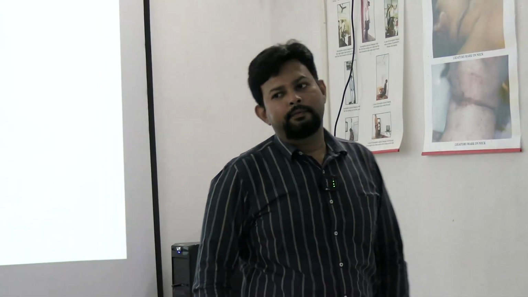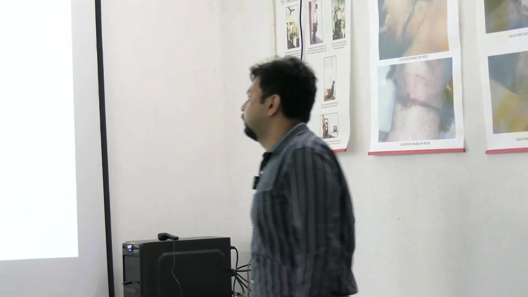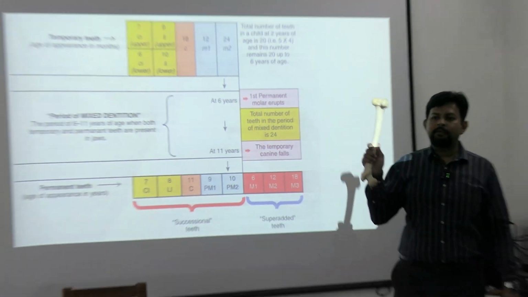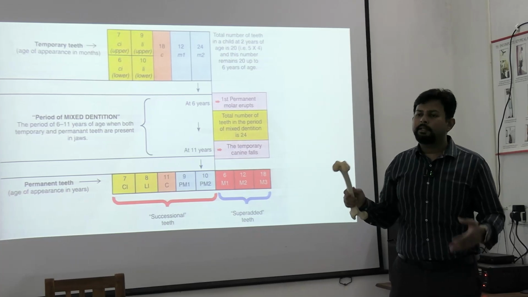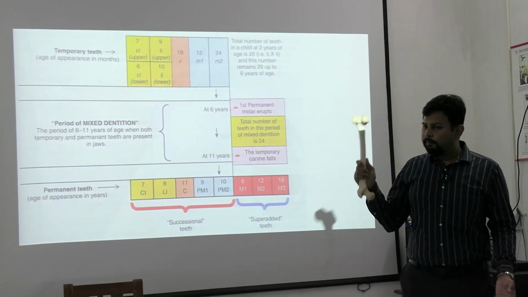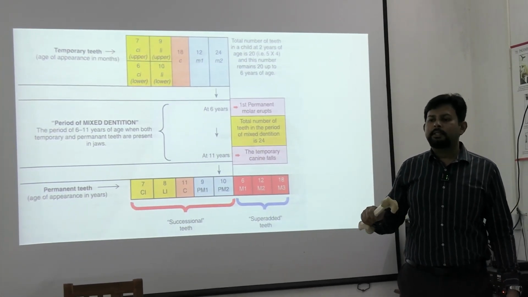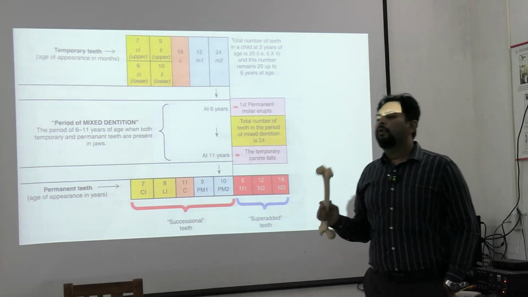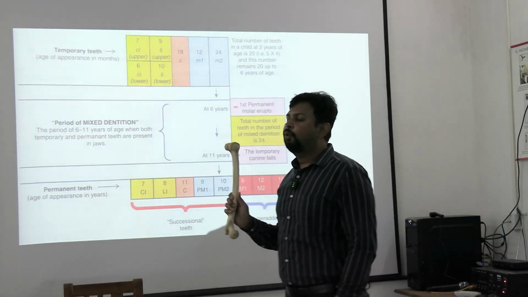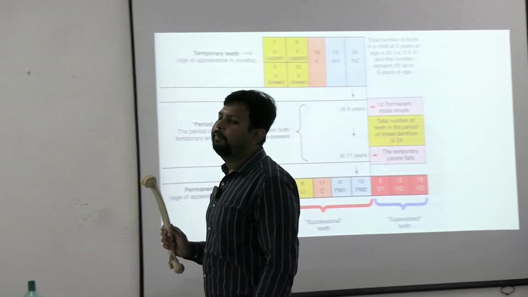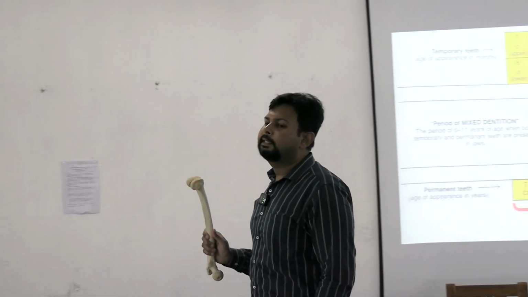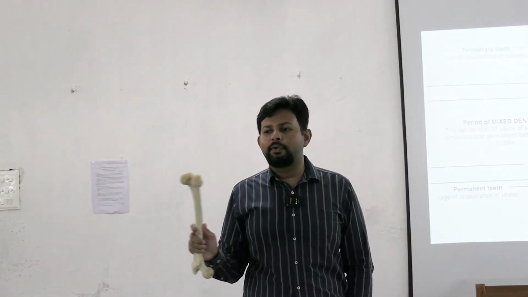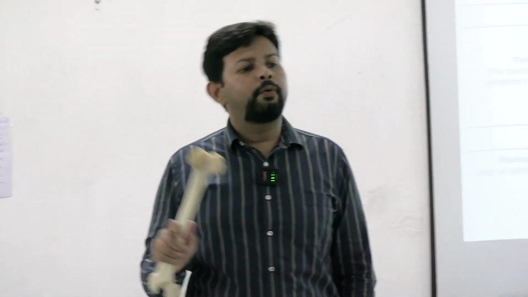Six to 11 years. Very important. The examiner will ask you. So what happens is few of the teeth will fall. Milk teeth will fall, and in that place the permanent teeth will erupt. So in this period the total number of teeth will be 24. Mixed dentition, number of teeth during this 6 to 11 years of age will be 24.